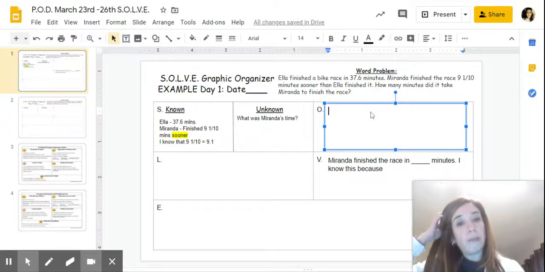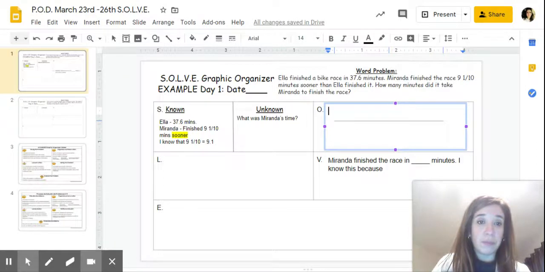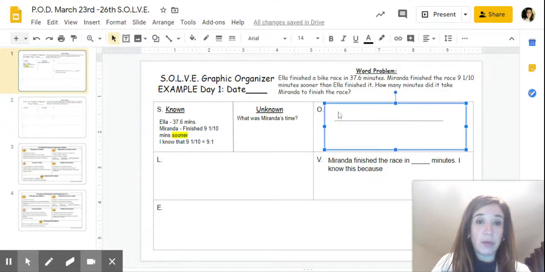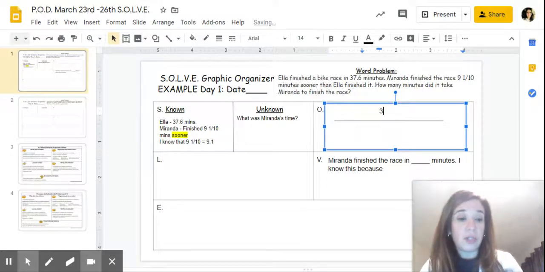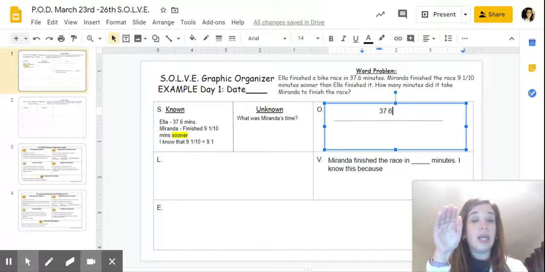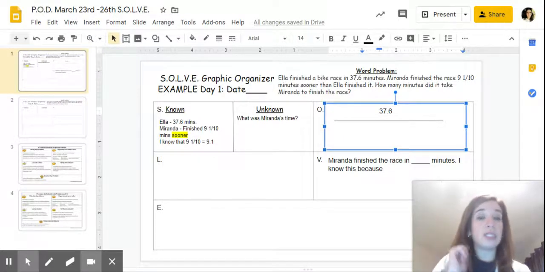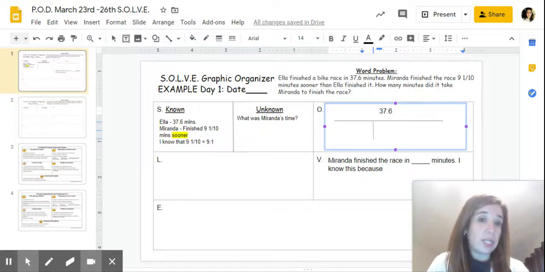So for O, organize a plan. Well, I know that my total, if I wanted to use these here, I can say I'm going to use the line, and I'm going to do my line right here. And then up here, I can still type, right? I know that my total is 37 and 6/10 because that's the top part of it, because it says that Miranda finished sooner. So if she finished the race sooner, that means she finished it in less time. So 37 and 6 is going to be my total, and I'm doing a strip diagram. And then one of the clues they gave me was 9 and 1/10 minutes, right?